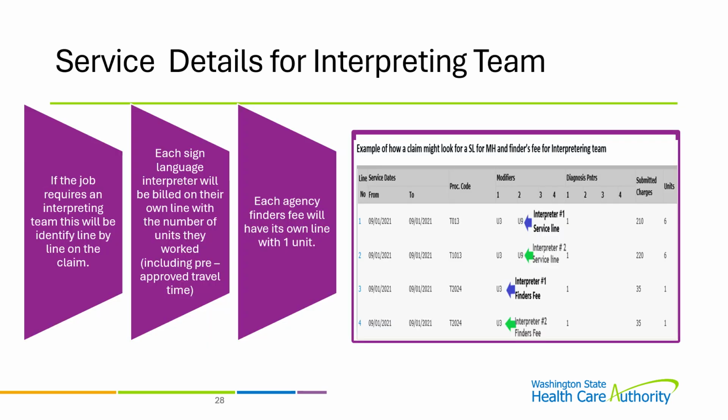This slide shows an example of how a claim might look when billing for an interpreting team. Each interpreter has a separate line for their actual interpreting time. You will also see individual service lines for each interpreter's finder's fee, 1 line per interpreter.